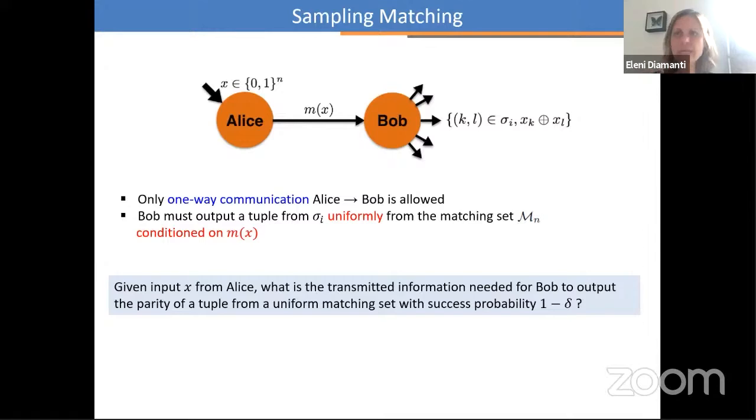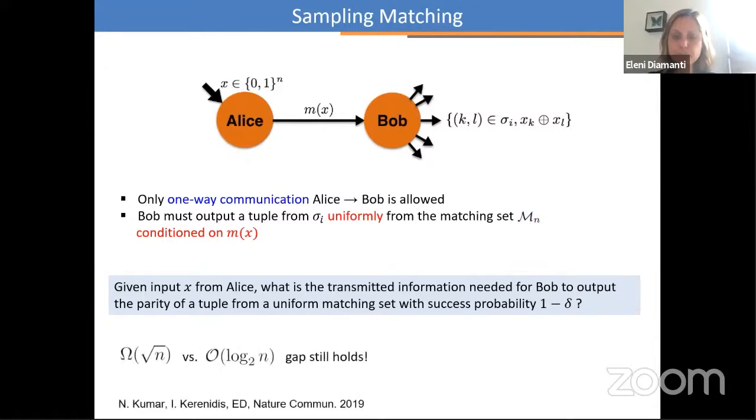So for this to work, again, we need one-way communication, and we also need to make strictly sure that there is a uniform distribution of this matching with respect to the message that Alice sent to Bob. So the question now is a little bit different. Given this input from Alice, what is the transmitted information needed for Bob to output the parity of this tuple from a uniform matching set with a success probability, remember we're in a randomized setting, that is equal to 1 minus delta. This is our delta parameter that shows how good we are in terms of application. We showed for this protocol that the exponential gap in transmitted information still holds.